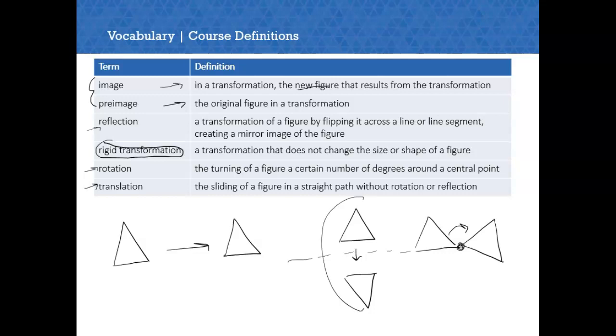A rotation is the turning of a figure a certain number of degrees around a central point. So this one is rotated about this point, taking the pre-image and I've turned it or rotated it. So that's a rotation. And finally, a translation is sliding of a figure in a straight path without rotation or reflection. So this is just straight across with no rotation or reflection. So these are vocab words that we need to know as we move through this lesson.